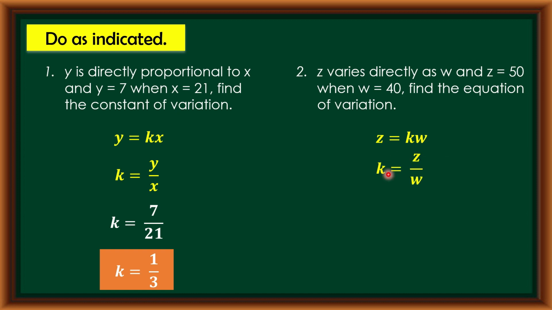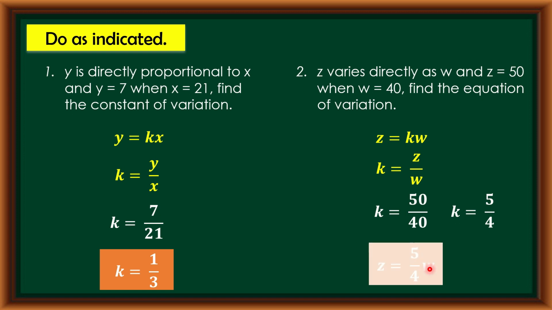So as for the constant of variation, k will be equal to z over w, in which it says in our statement, z is equal to 50 and w is equal to 40. Therefore, the constant will be 50 over 40. If we simplify this one, the answer will be 5/4. And this is the constant of variation. So after finding the constant of variation, let us substitute it to our equation. Therefore, it will be z is equal to 5/4 w. And this is the equation of variation.